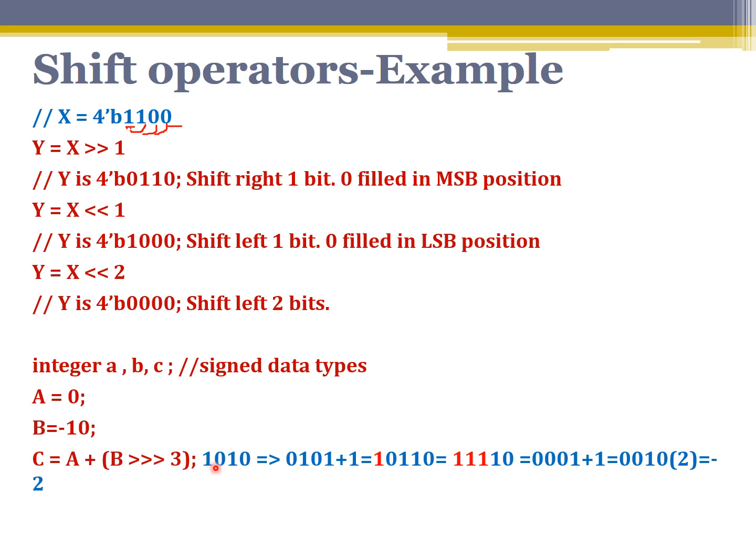So we have b here. B is minus 10. 1 0 1 0 is a normal 10. Minus 10 means we need 2's complement. 2's complement means take 1's complement, 0 1 0 1, plus 1. So we have 0 1 1 0. Since it is negative, the sign bit position will be 1. So this is the representation of minus 10.